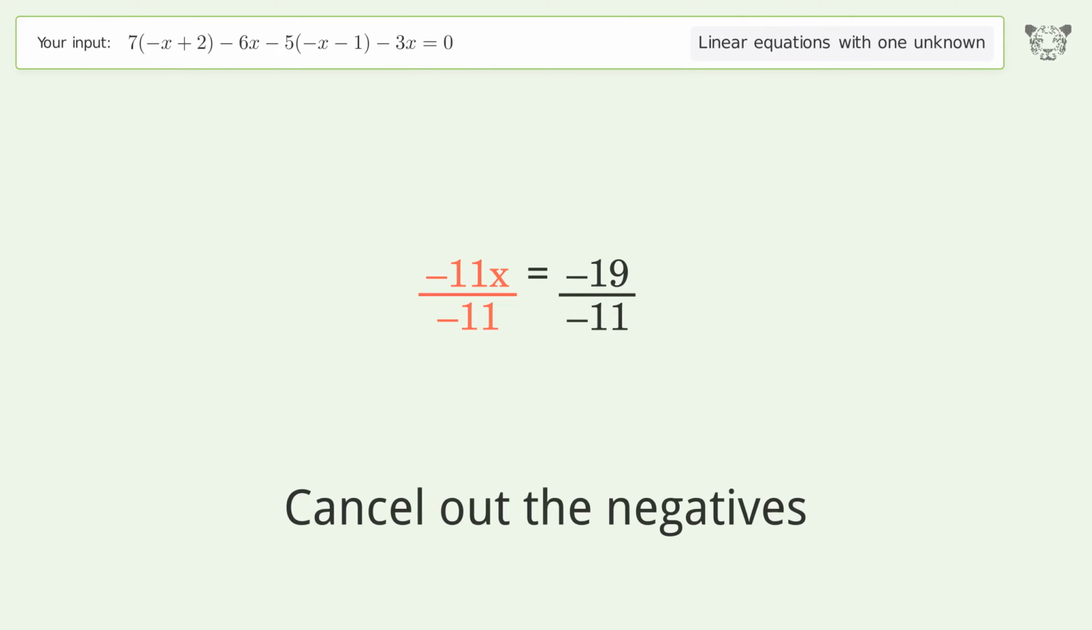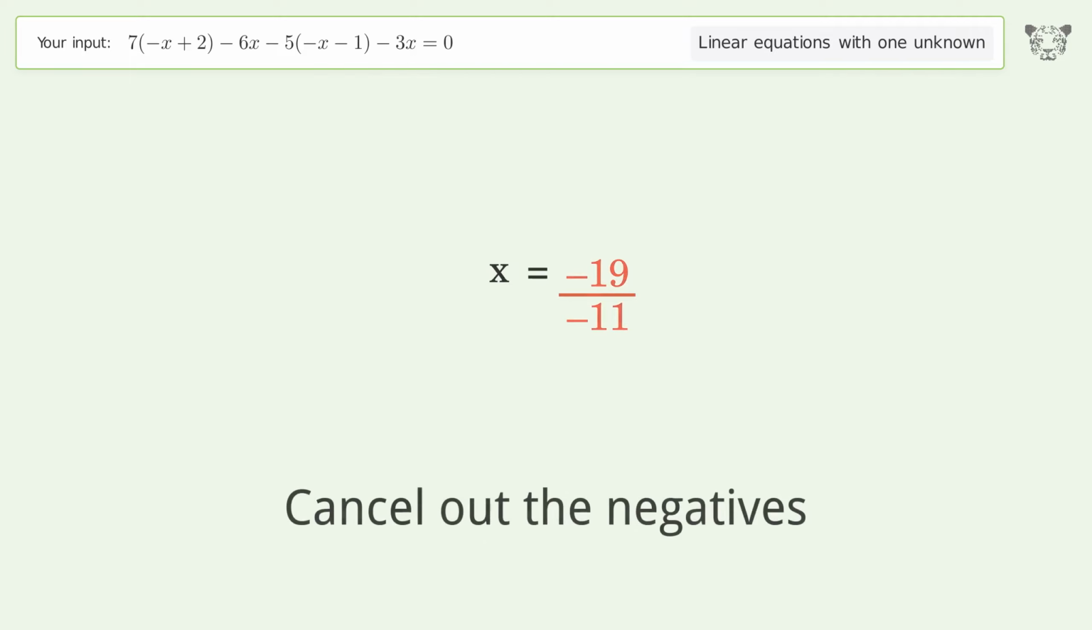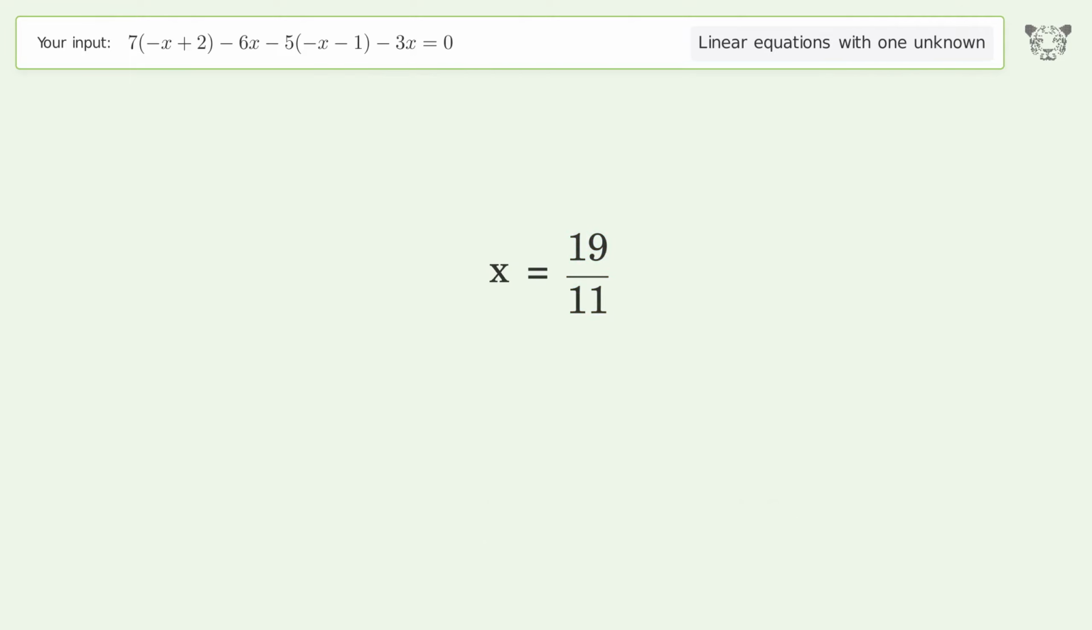Cancel out the negatives. Simplify the fraction. Cancel out the negatives. And so the final result is x equals 19/11.